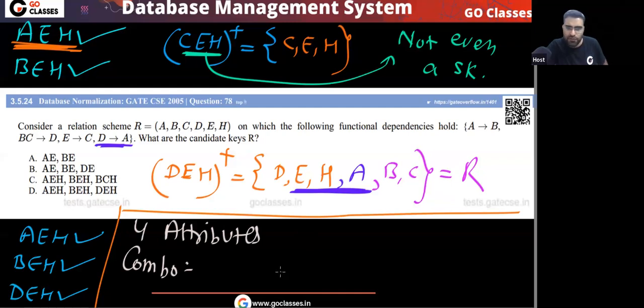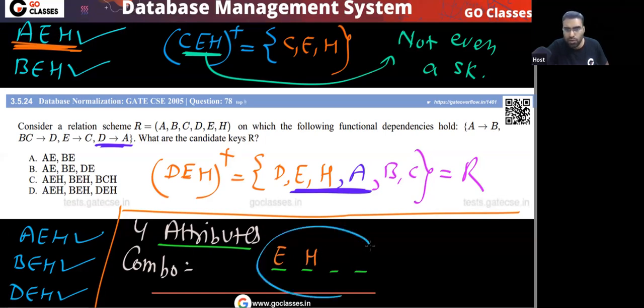If you check 4 attributes, 2 of them are already fixed. Yes or no? What are those? EH must be part of every candidate key. EH, these are fixed. Now you tell me, which 2 attributes will you take? You must make sure that you don't get a superset of these. Whatever 2 attributes you take, this will become a superset of a candidate key.